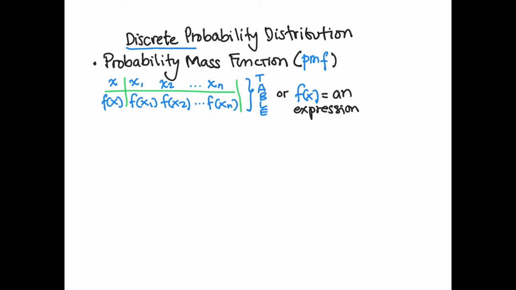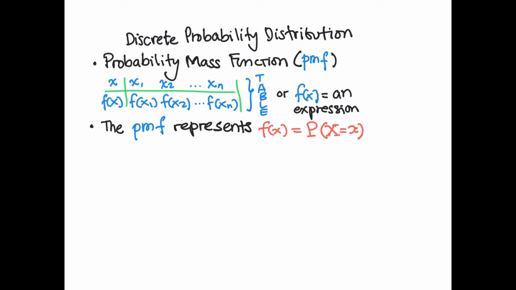Regarding discrete probability distributions, we have a function called the probability mass function that can be given as a table or as an expression that provides values of probability. The probability mass function actually represents the probability that the random variable takes a particular value.